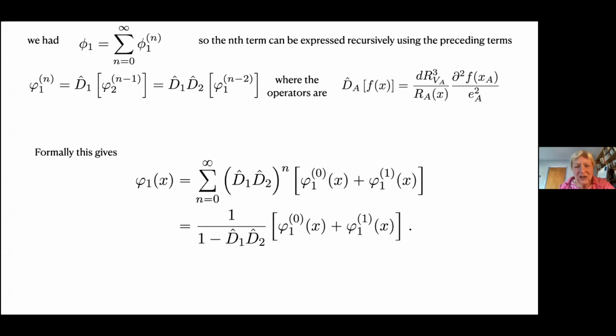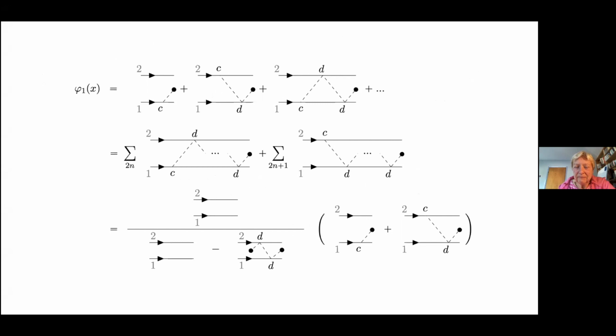So we can resum this formally. It's just 1 over 1 minus D1 D2 on this, which is essentially, these are perturbative, and we're summing them all up. So we're summing over n, 2n, which means 2n disformal things, and 2n plus 1. So each time we've got disformal vertices.